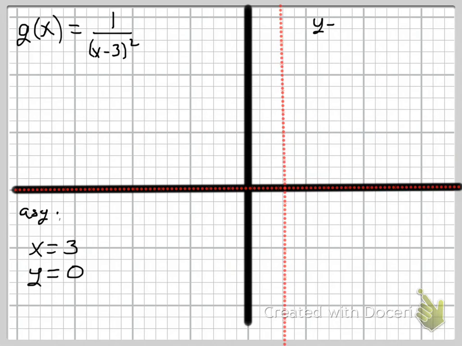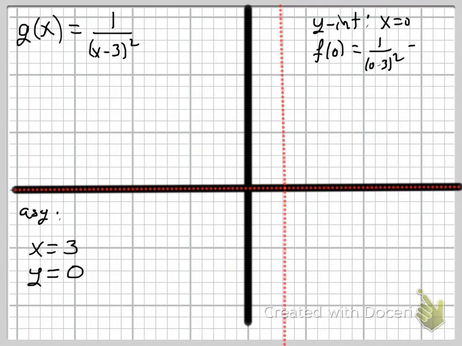Okay. The other thing I want to look for to help with the graphing is whether I have any x or y intercepts. So if I'm looking for the y-intercept, that means we're on the y-axis, and the x is going to be 0. So we're going to replace x with 0. So we have f of 0 is 1 over 0 minus 3 squared. So all we did is we replaced the x with a 0.